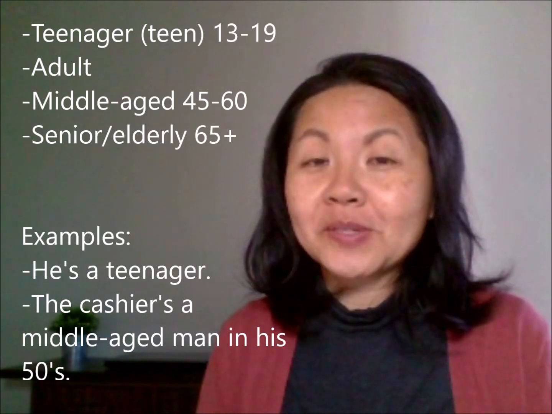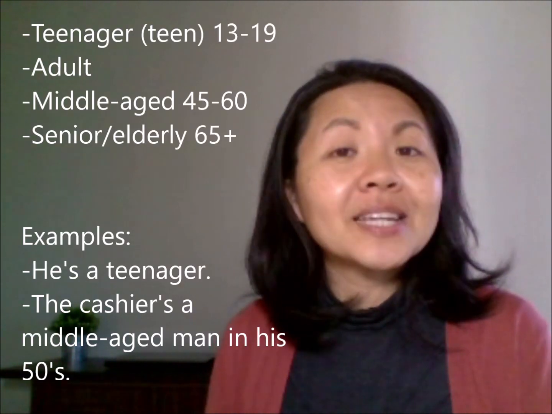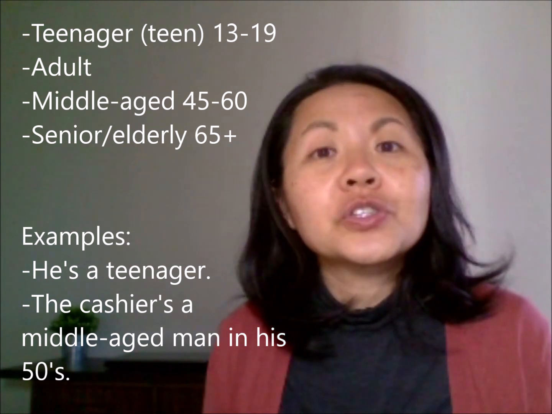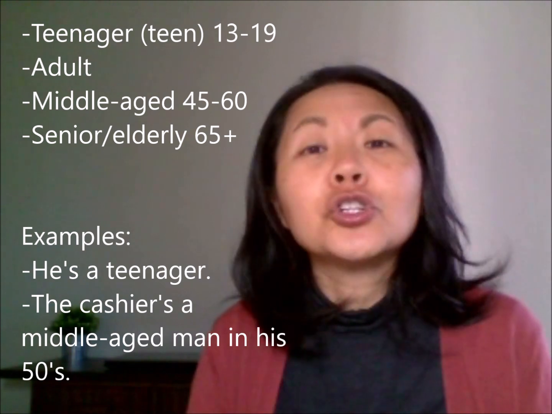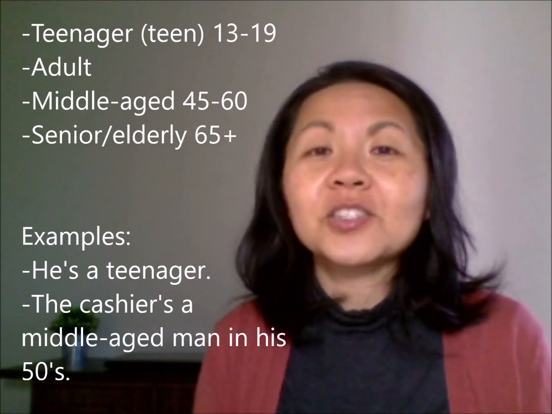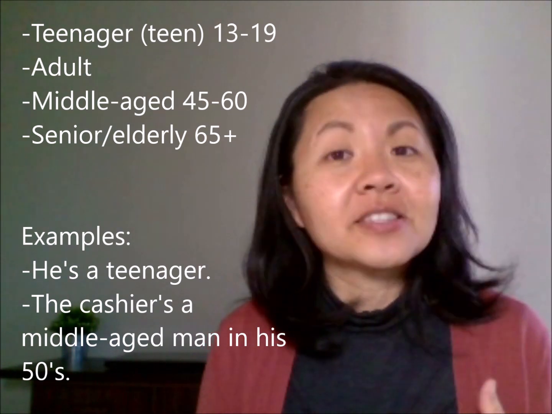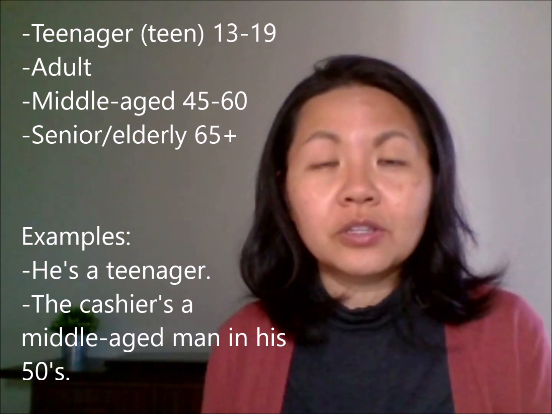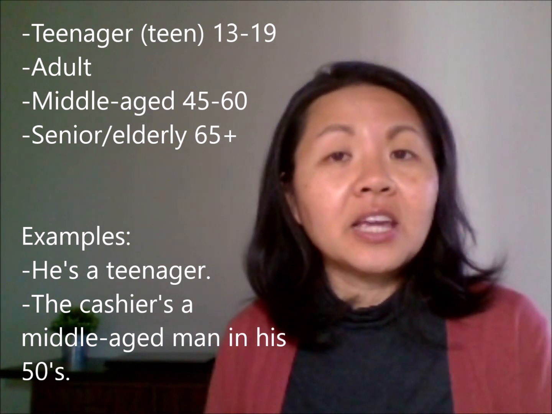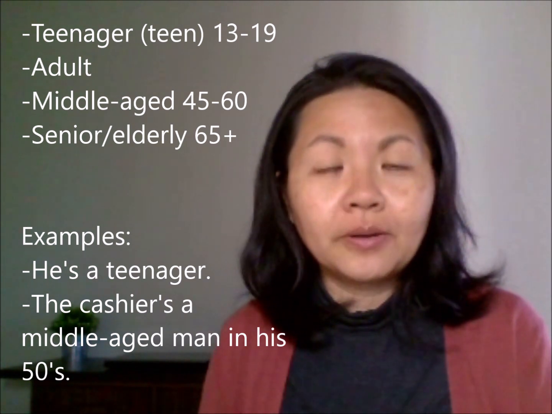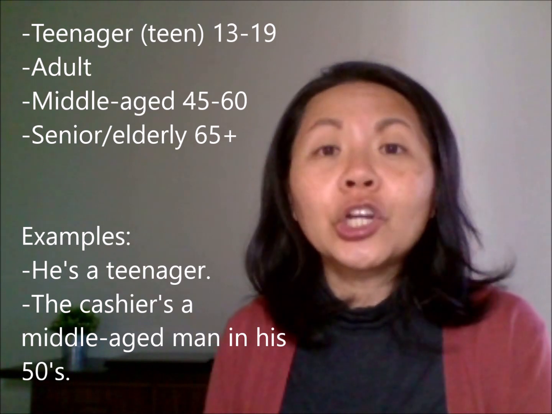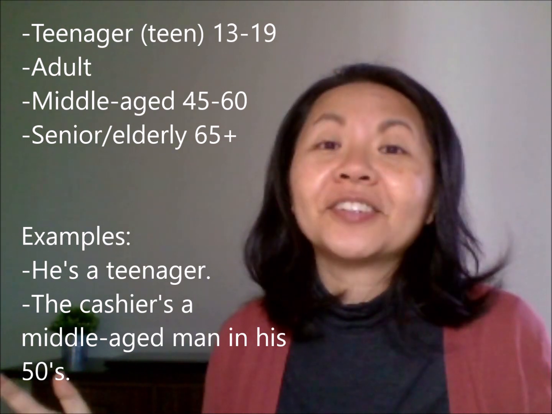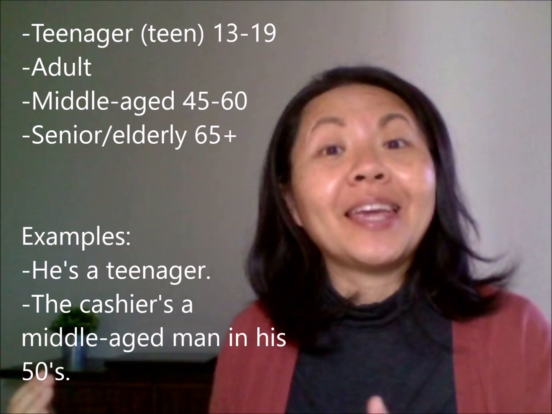Now, here are some other words that we can use to describe someone's age. And the first one is teen or teenagers. So when we're talking about teenagers, it's between 13 to 19. Okay, so between 13 to 19, they are considered teens or teenagers. So I can say, oh, he's a teenager, or she's a teenager. Or I can say, she's in her teens. Now, after teenager, then we become an adult.